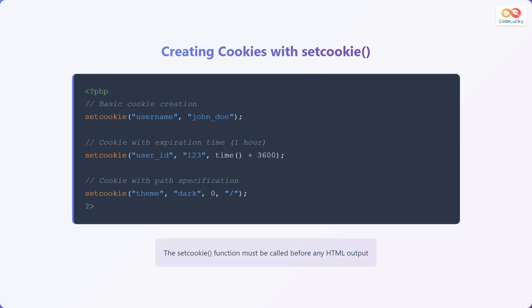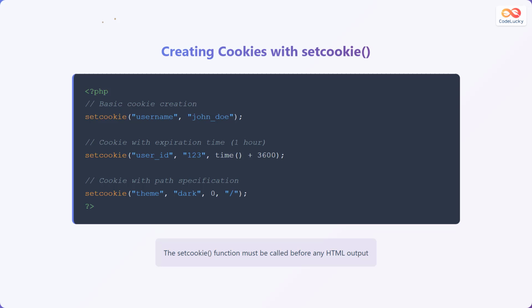Here's how to create a cookie with an expiration time. The first argument is the name of the cookie, in this case userID. The second argument is the value of the cookie, in this case 123. The third argument is the expiration time, which is set to 1 hour from now. This is calculated using the time function, which returns the current timestamp, plus 3,600 seconds, which is the number of seconds in 1 hour.